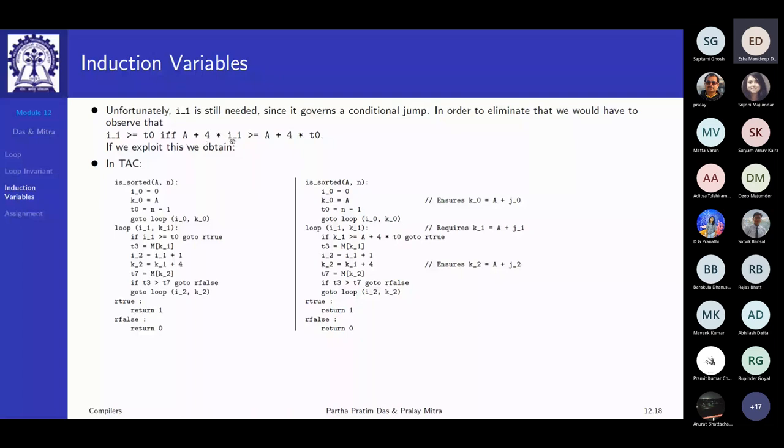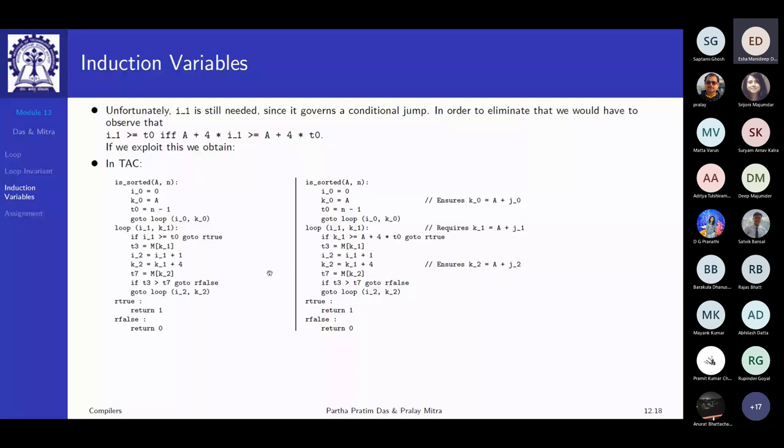So what I do, I multiply both sides of this comparison by 4 and add A to both sides. Now, as we do that, the left-hand side of this comparison becomes K1. The right-hand side is A plus 4 star T0. It doesn't look like three address code anymore. Don't worry about that. That can always be taken care of by introducing some more temporaries. But the key thing is we want to get rid of I1, and we have been able to transform I1 into K1.